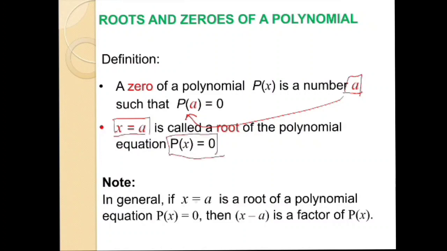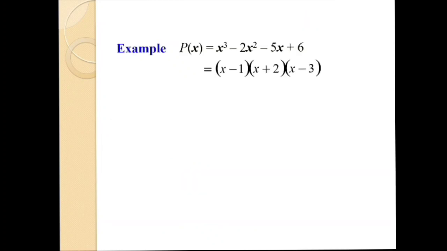In general, if x equal to a is a root of a polynomial, then the equation p(x) equals 0, and x minus a is a factor of p(x). It's like reversing this process. x equal to a, bring a to the left side, so x minus a equal to 0. So this is the factor of p(x).